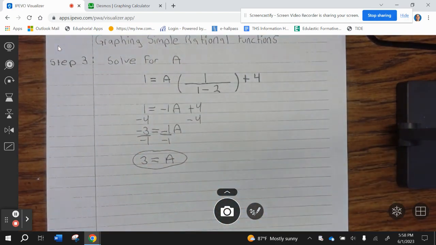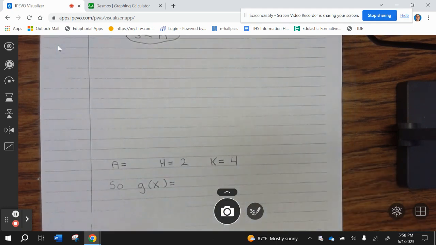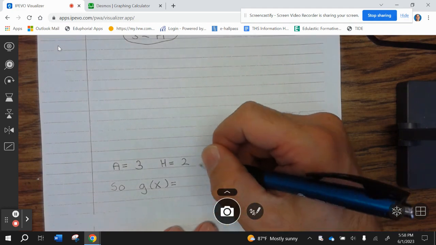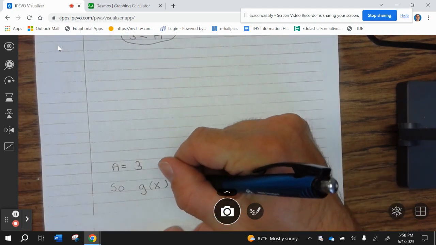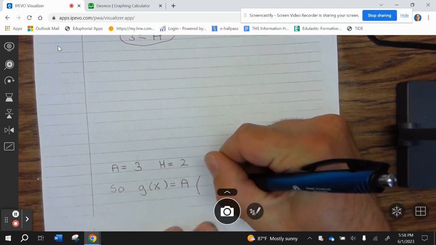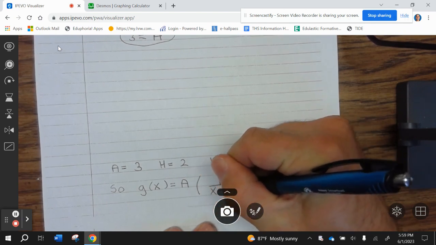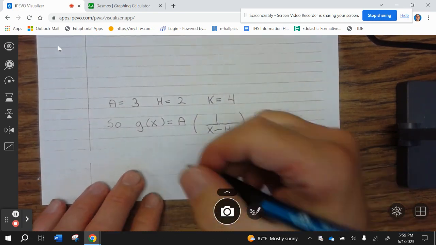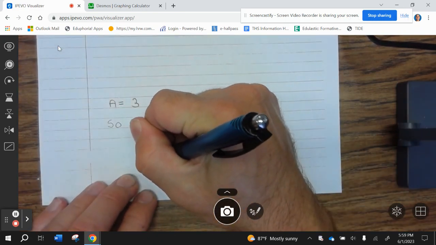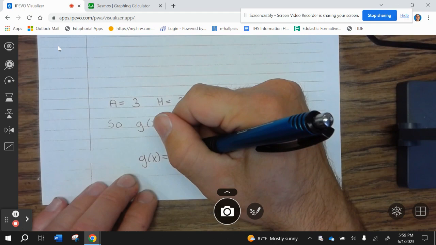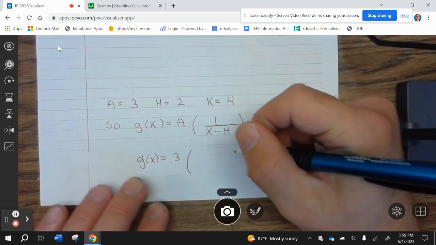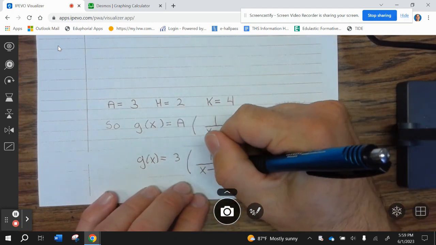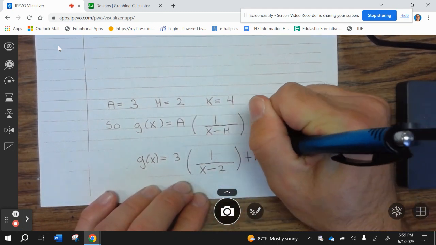So we plug that value and our h and k into the form. So that's g of x equals, we're going to plug into the form a divided by x minus h plus k. So g of x equals, a is 3, so 3 parentheses 1 divided by x minus h, which is 2, plus k.